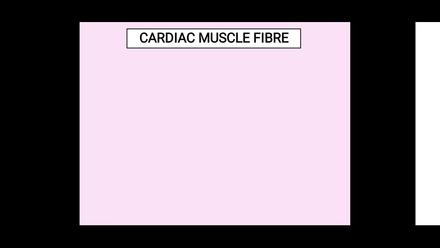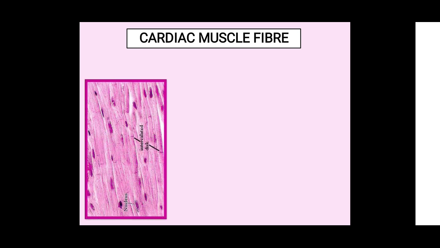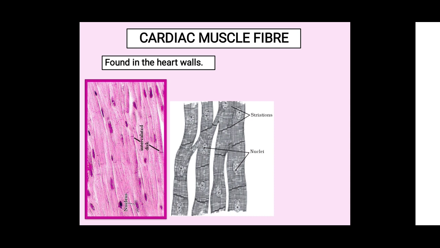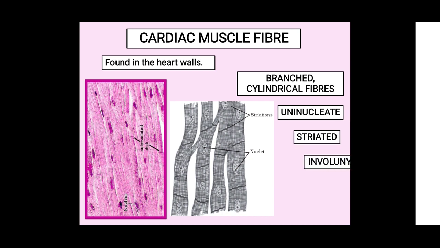And finally, it is the cardiac muscle fiber. This is how it looks under the microscope. This is how it needs to be drawn in your theory. It is found in the wall of the heart only, nowhere else. So these are branched cylindrical fibers. They are uninucleate, they are striated, they are involuntary, and they never fatigue.